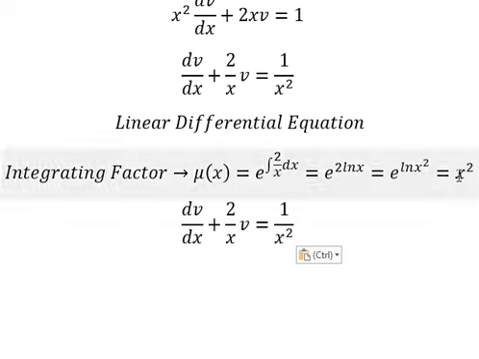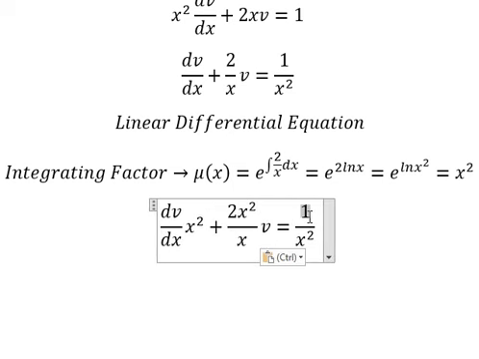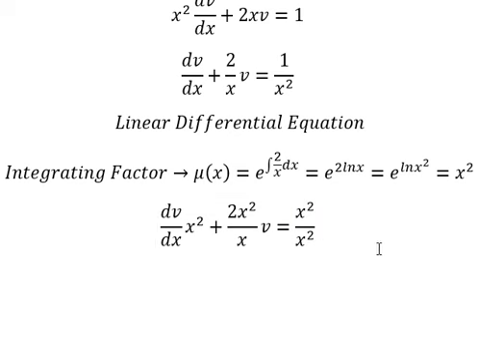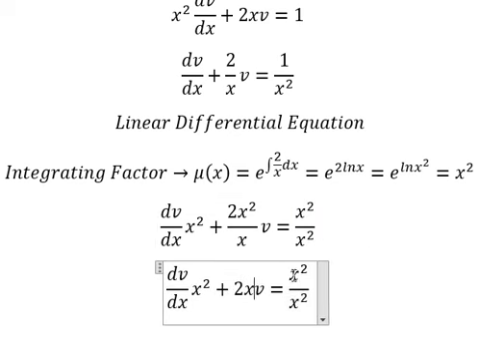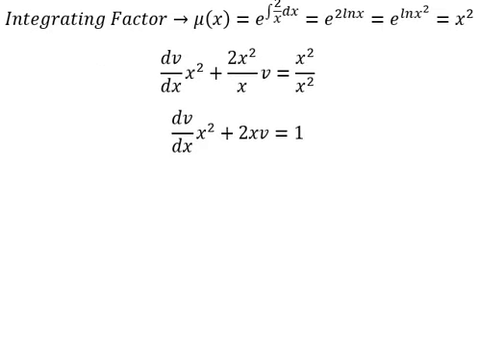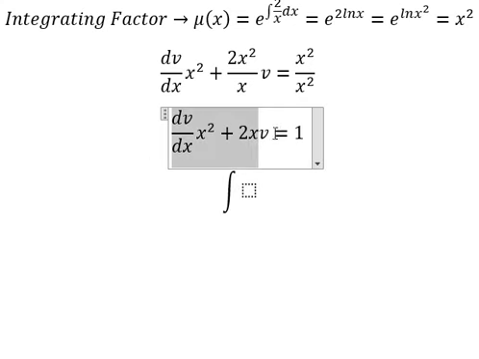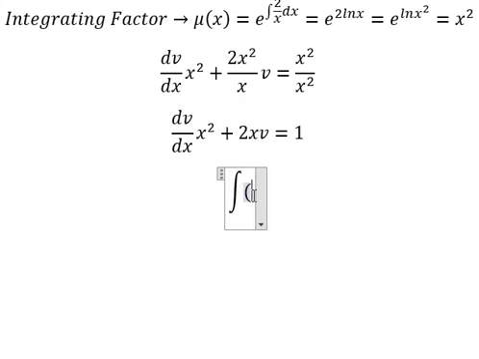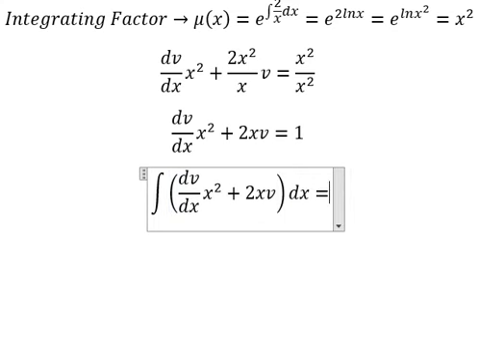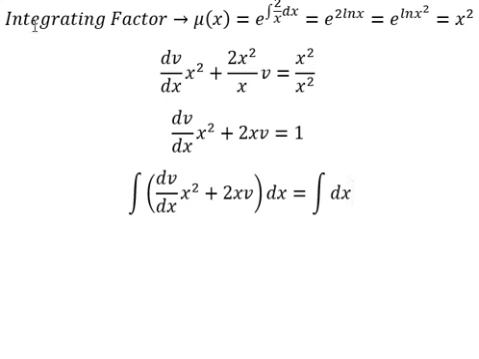Now we need to multiply both sides by s squared. This one we have 2s. This one we have number 1. Next, we need to put the integration on both sides. So we need to use the product rule of derivative.